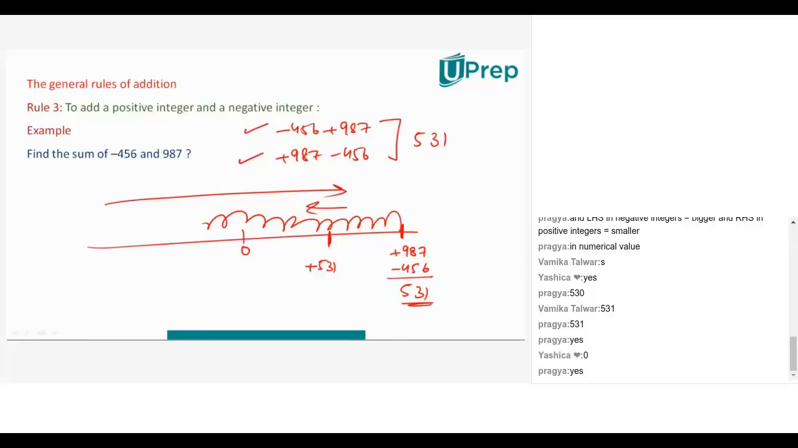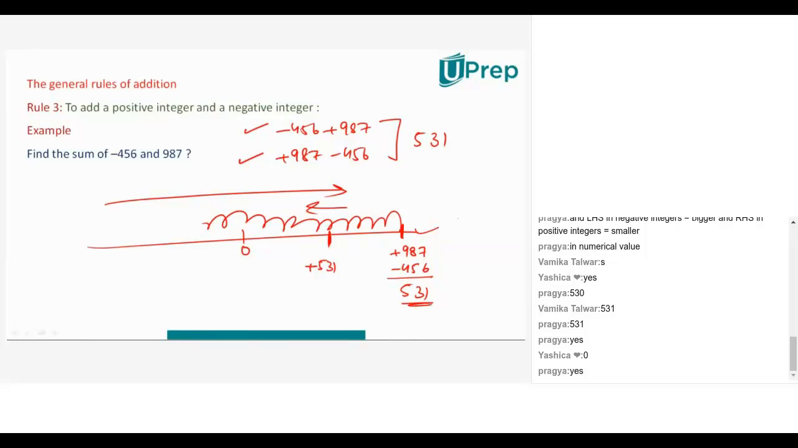So what I'm saying is, if I have minus 456 plus 987 or plus 987 minus 456, numerically I am getting plus 531. You've agreed till there. Now, I have plotted it on the number line. Minus 456 plus 987 is what I did on the previous slide, right? I moved from minus 456, 987 steps to the right to arrive at plus 531. You agree with me? Pragya.